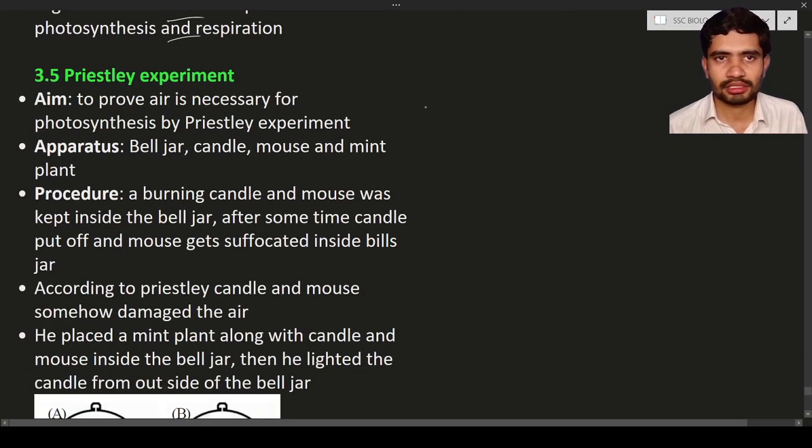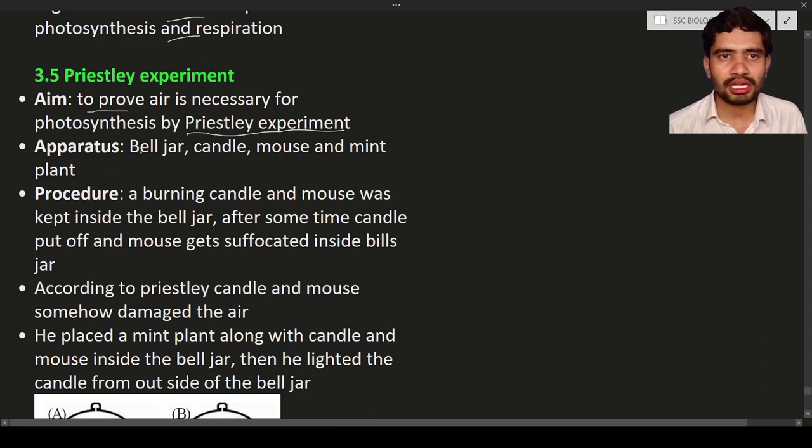And now the Priestley experiment. In the Priestley experiments, Priestley did an experiment to prove the essential role of air. So we have to know about that experiment. The aim of the experiment is to prove that air is necessary for photosynthesis. We are going to repeat the experiment which was done by Priestley earlier.